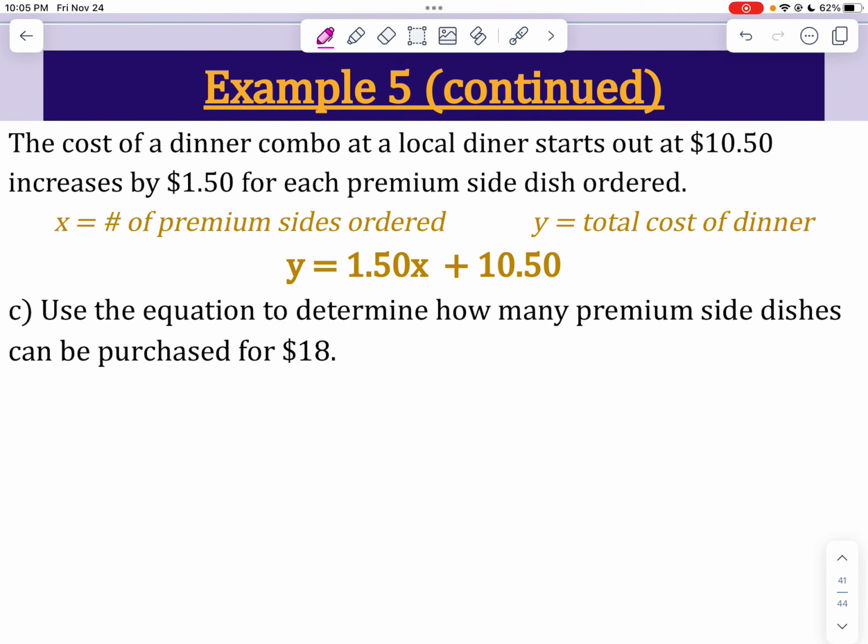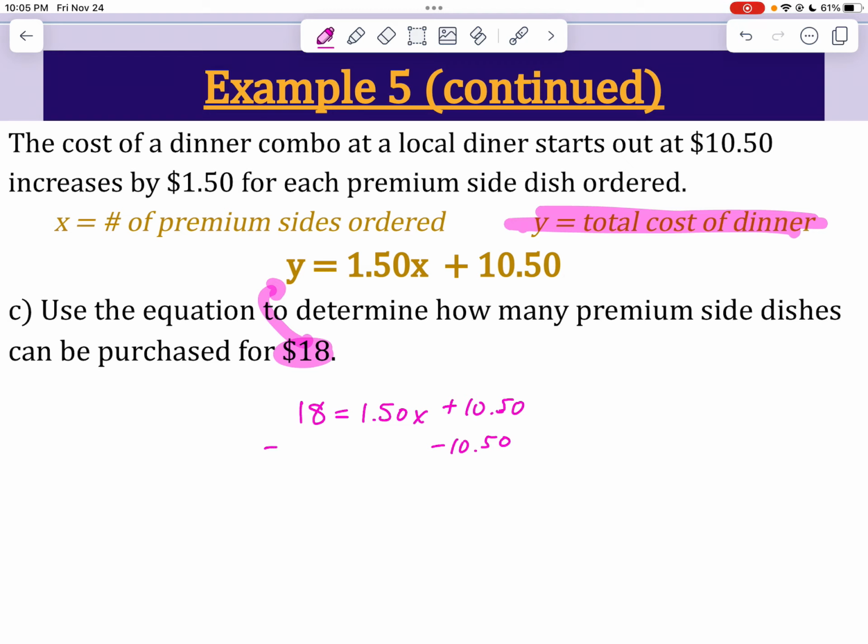Then part C says, okay, now use the equation to determine how many premium side dishes can be purchased for $18. So now they're giving us the total. So that would be y. Now we know the total, so I'm going to plug that in for y. And now I want to figure out how many premium sides I can get. So if our total is $18, we calculate our bill, $1.50 times the number of premium sides plus the starting cost of $10.50. Let's go ahead and solve for x.